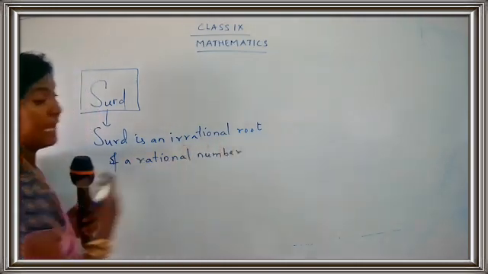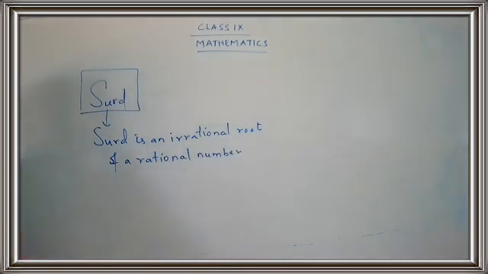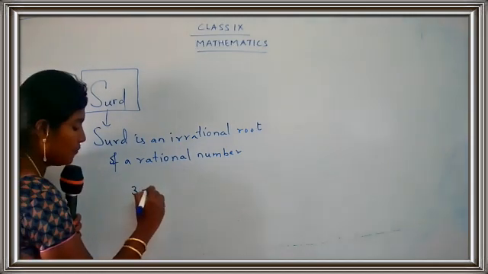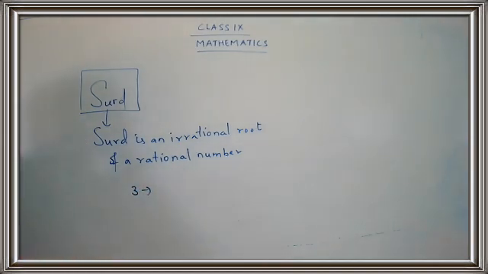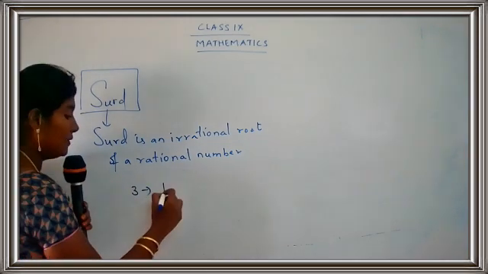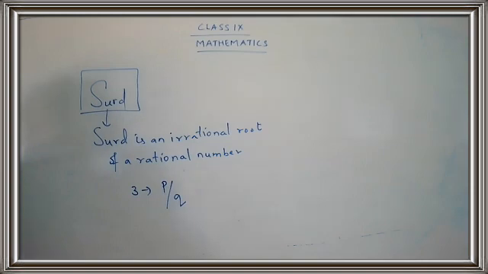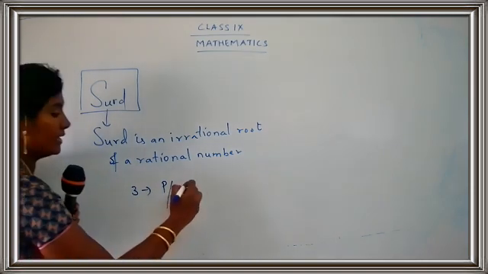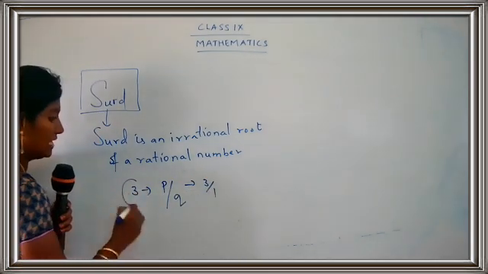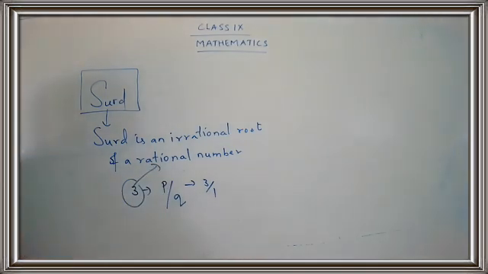That means if I take the number 3, what type of number is 3? 3 is a rational number. What is the meaning of rational number? The number which can be expressed in the form of p upon q is called a rational number. So 3 can be written as 3 upon 1. So 3 is a rational number.